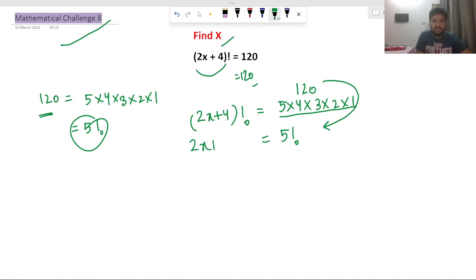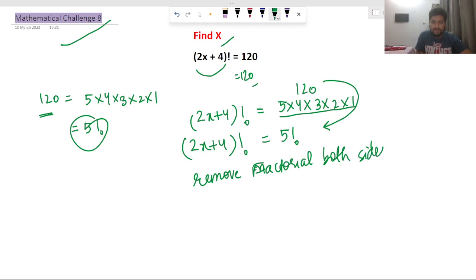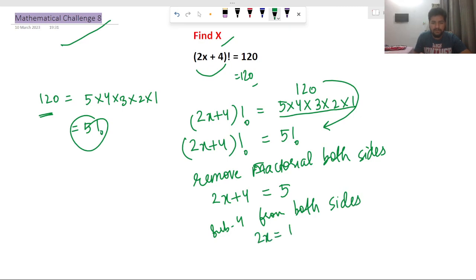Now (2x + 4)! is equal to 5 factorial. If we remove factorial from both sides, what we get is 2x + 4 equals 5. Now if we subtract 4 from both sides, we get 2x is equal to 1, which means x is equal to 1/2.